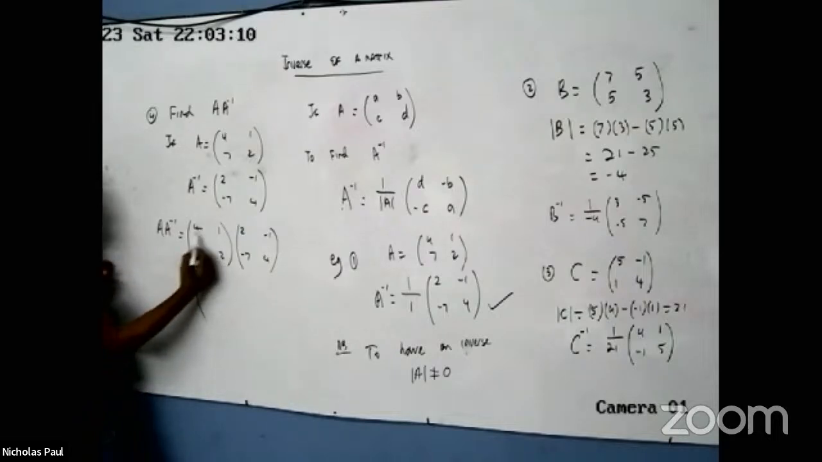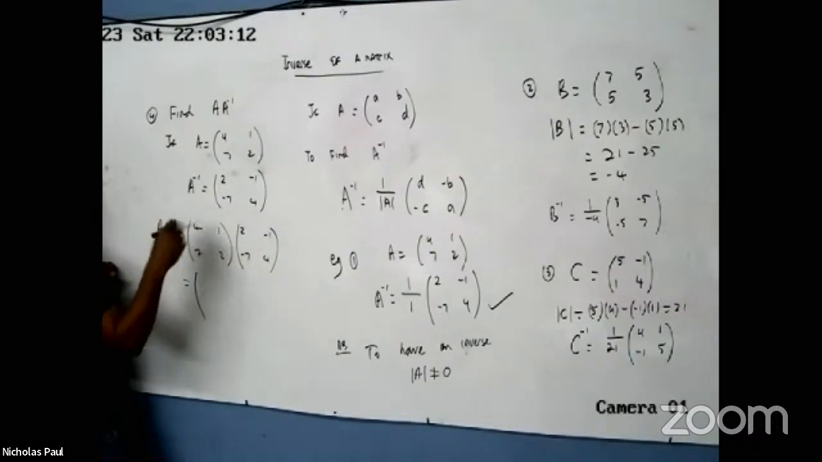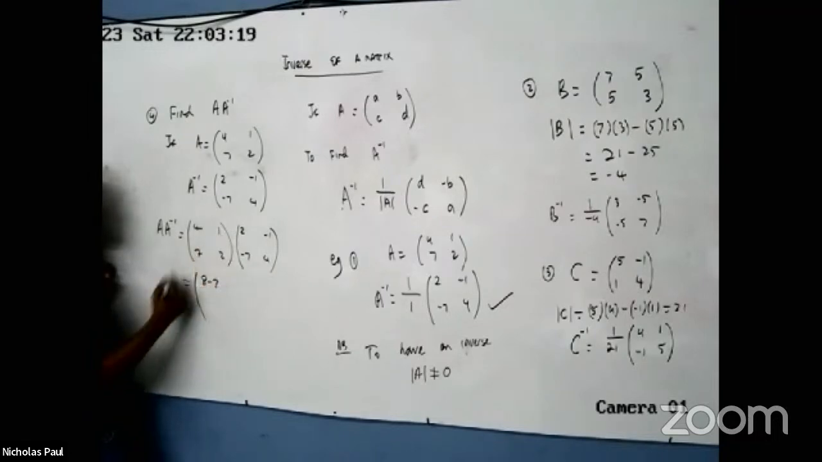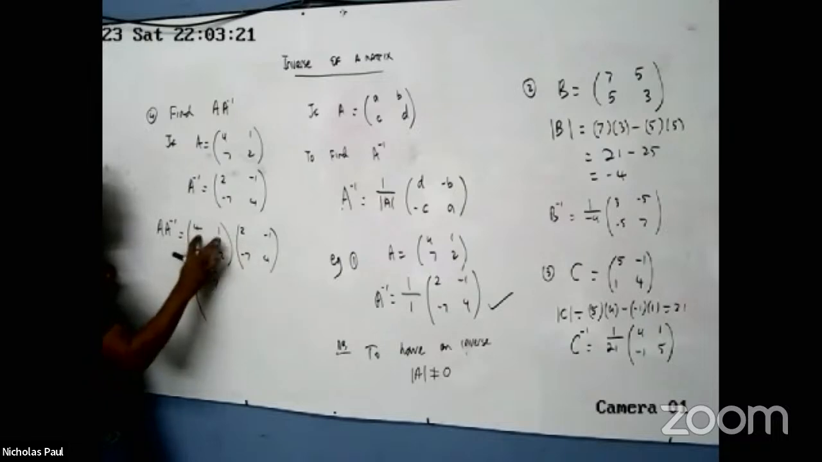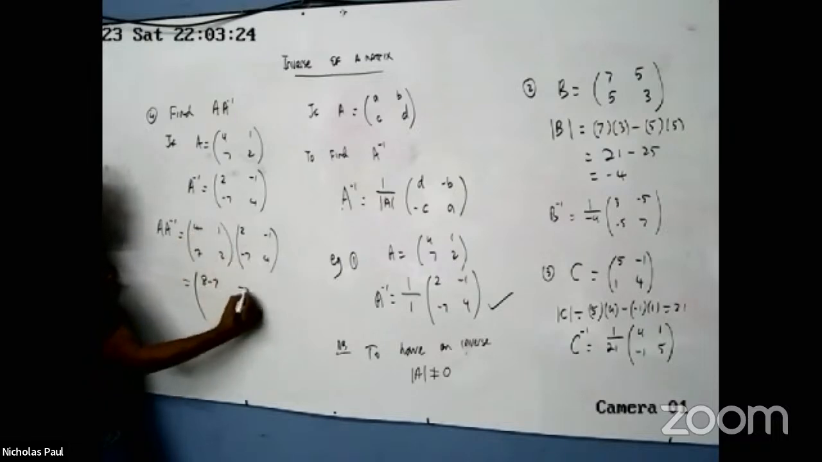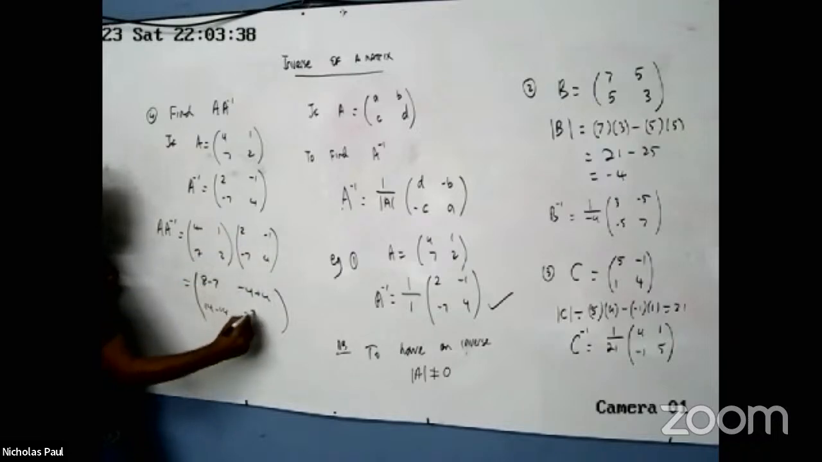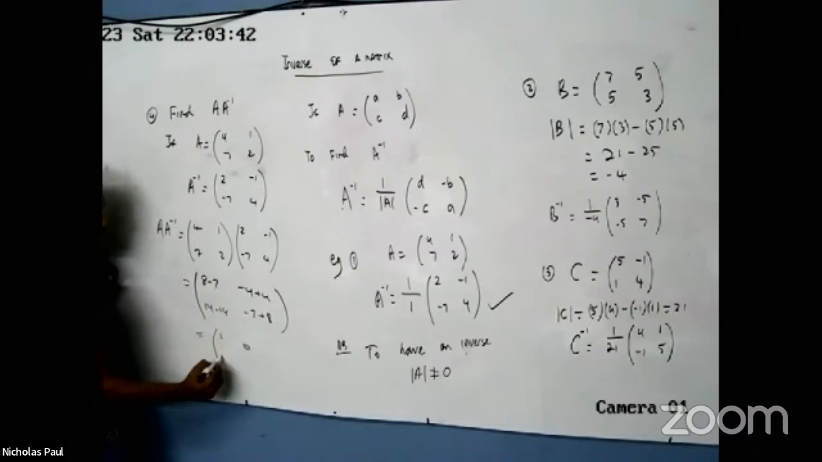You multiply it, row by column, row by column, row by column, right? So row by column, 4 by 2, that's it. 1 by minus 7, right? Row by column, I'm done there. Row by column, 4 by minus 1, 1 by 4. Then row by column again, 7 by 2, 2 by minus 7. Then row by column again, minus 7 plus 8. So you will get 1, 0, 0, 1.